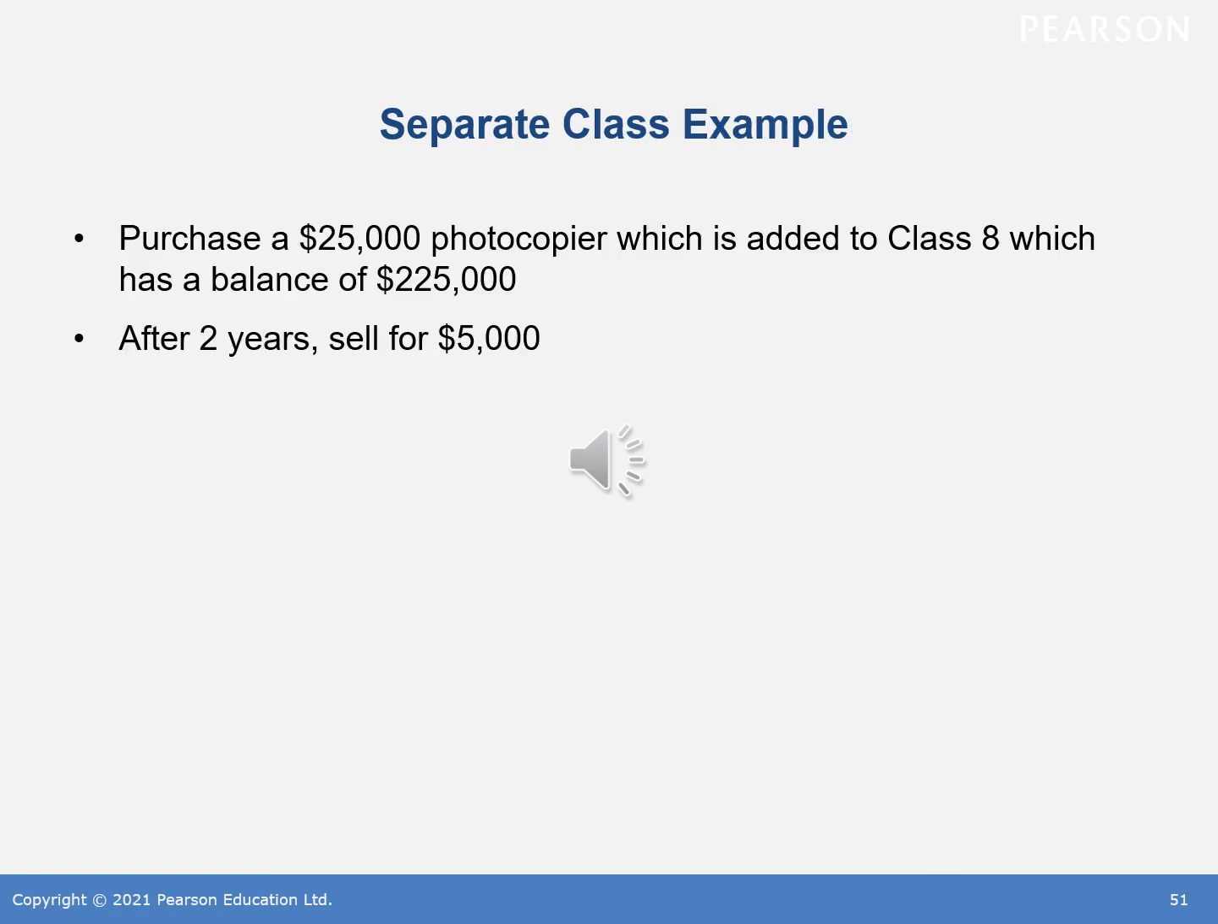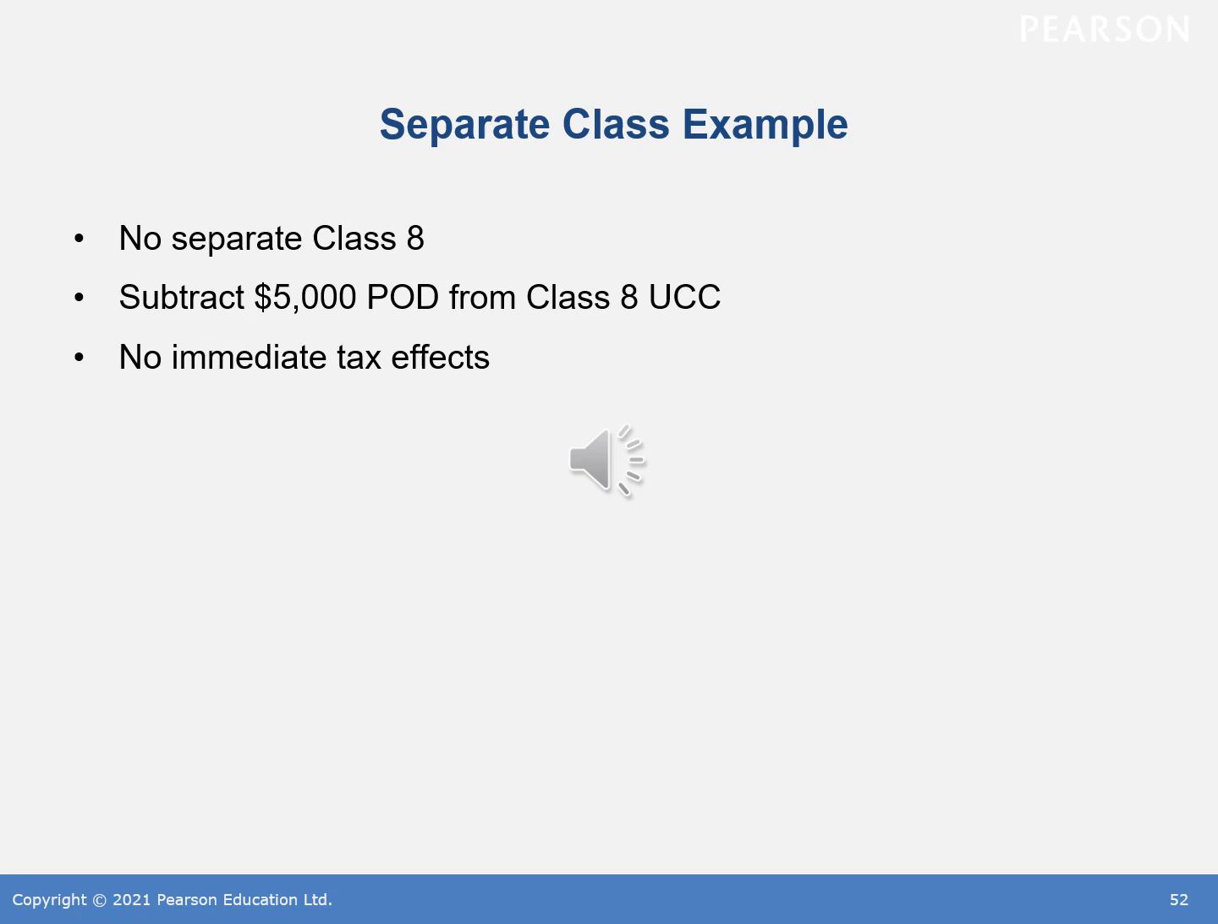The next couple slides will discuss this example of where there is a separate class or no separate class, where we bought a $25,000 photocopier, added to class 8, which has a balance of $225,000, and after 2 years we sold it for $5,000. In the first example, we have no separate class 8, so we simply subtract $5,000, being the proceeds of disposition, being less than the capital cost, from the class 8 UCC, and there's no immediate tax effects.